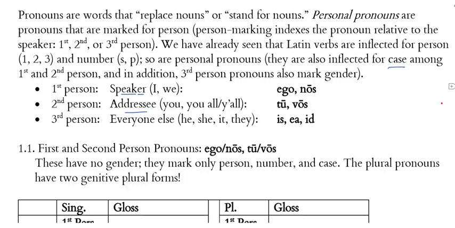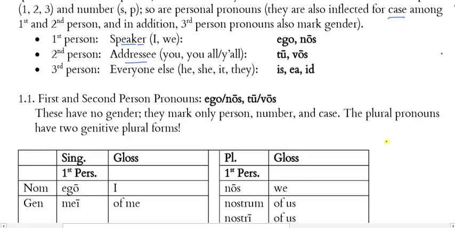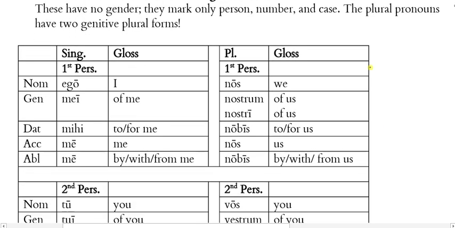Okay, so let's start with the first and second person pronouns. Ego, nos, tu, and vos. These have no gender. Okay, so whether the I is a man or a woman, we use the same form in Latin. They have no gender, but they do mark person and number and case. And a note here in our list that the plural pronouns for we and y'all have two genitive plural forms. All right, so let's just read these together. You can repeat after me.